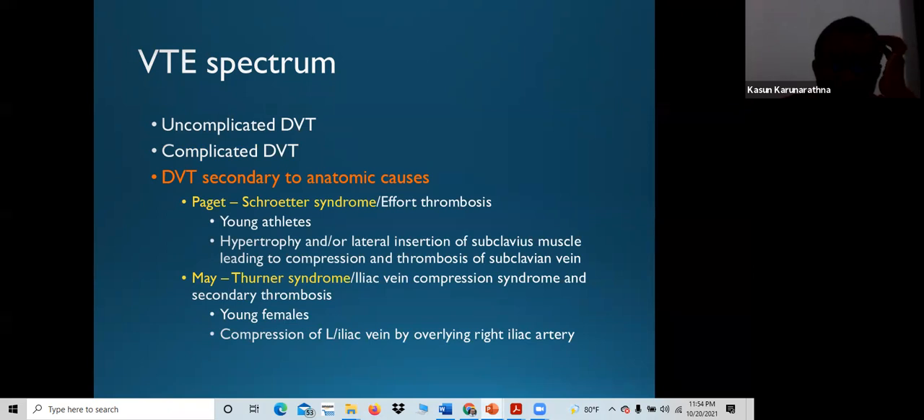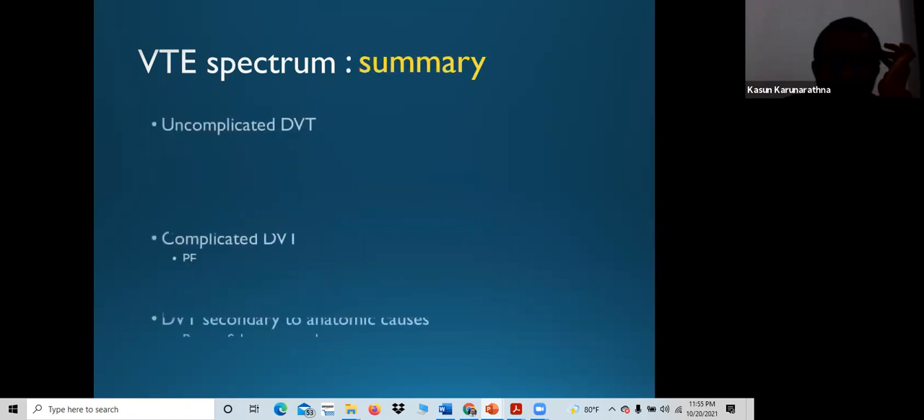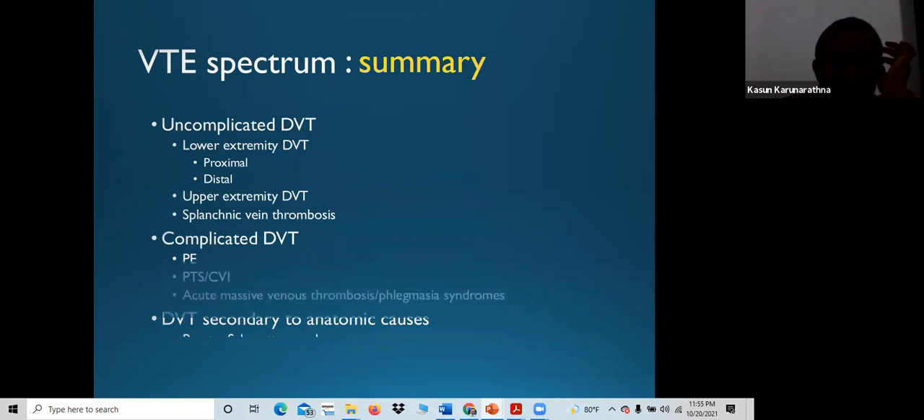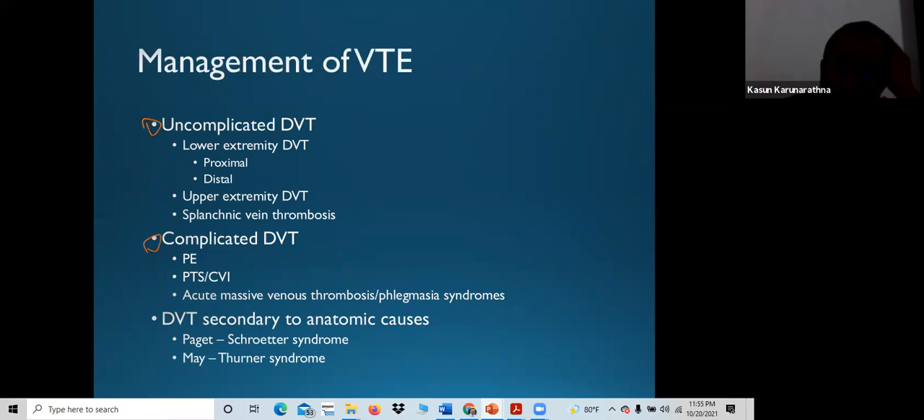These anatomic anomalies can lead to secondary DVT. Right? Left iliac vein compressed by the right iliac artery. Uncomplicated DVT, complicated DVT, pulmonary embolism, post-thrombotic syndrome, acute massive venous thrombosis, phlegmasia syndrome. These are secondary anatomic causes. May-Thurner syndrome, right? Management.